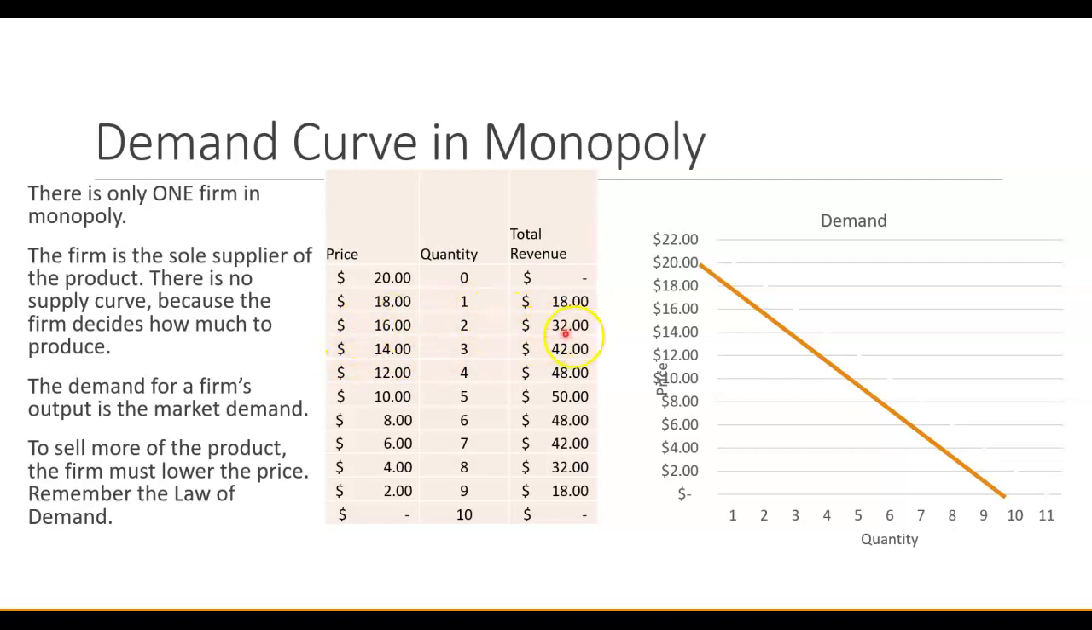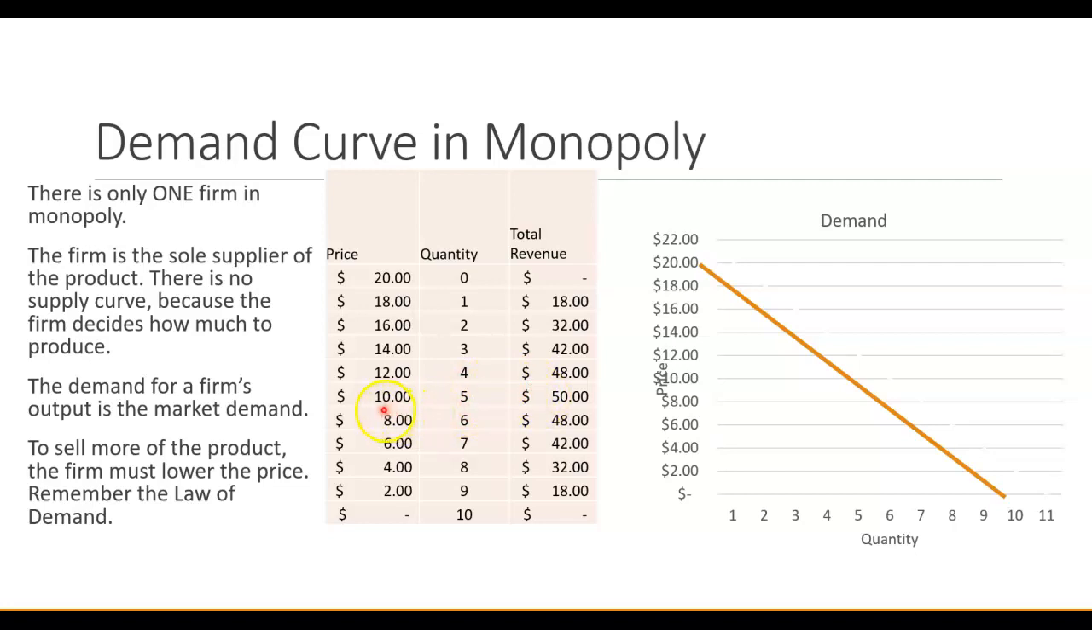But still, you would like to have more revenue coming in, so you lower your price to $14. When you lower your price to $14, you are selling 3 units, and 14 times 3 is $42 worth of total revenue. If you lower your price to $12, you're going to sell 4 pizzas. So 12 times 4 is $48 of revenue. But you want to lower your price more, to $10. At $10, you sell 5 units. So 10 times 5 is $50 worth of total revenue.